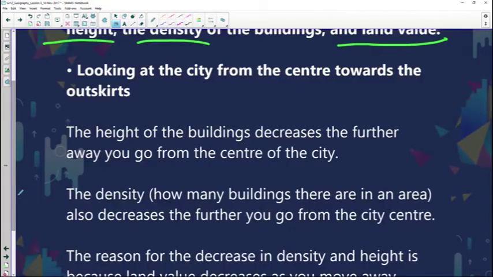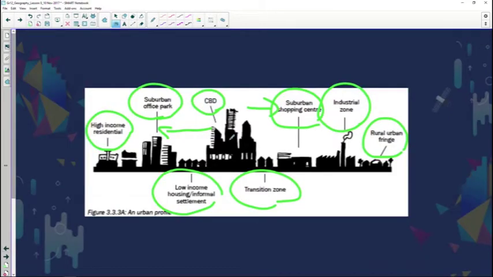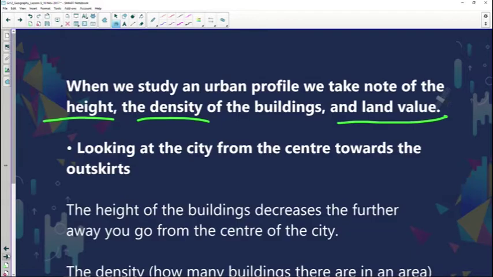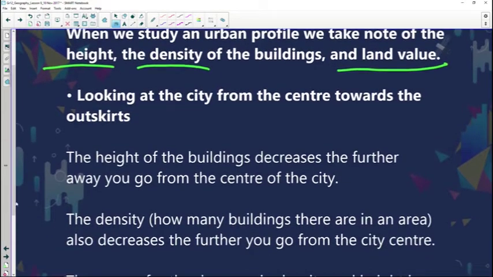Now, as you can see, the height of the buildings decreases if you move further away from the CBD. The density, the amount of buildings, also decreases from the CBD. Keep in mind, if you look at the CBD, the amount of blocks of flats over there, once again, if you look at Johannesburg, you go to Hillbrow, the Ponte, there's probably 800, 900 people living in a block of flats over there. So the density, the amount of people, also decreases as you move further away from the CBD.